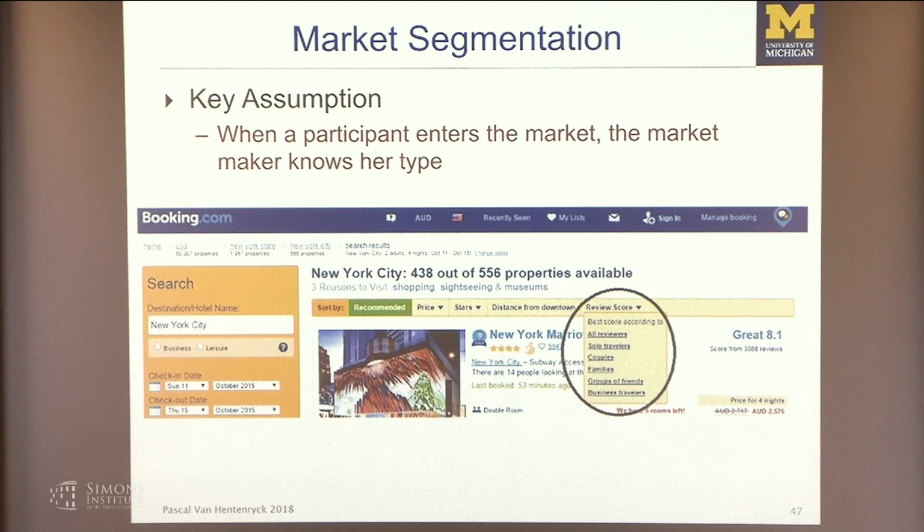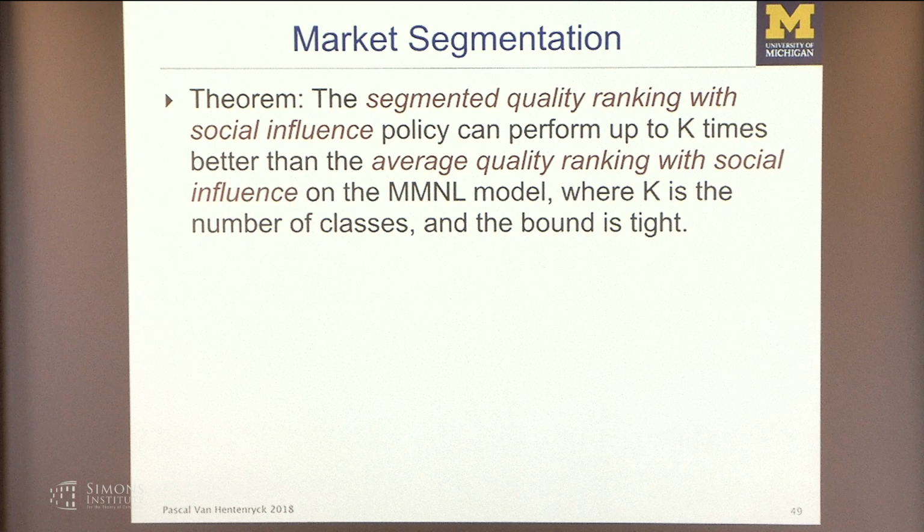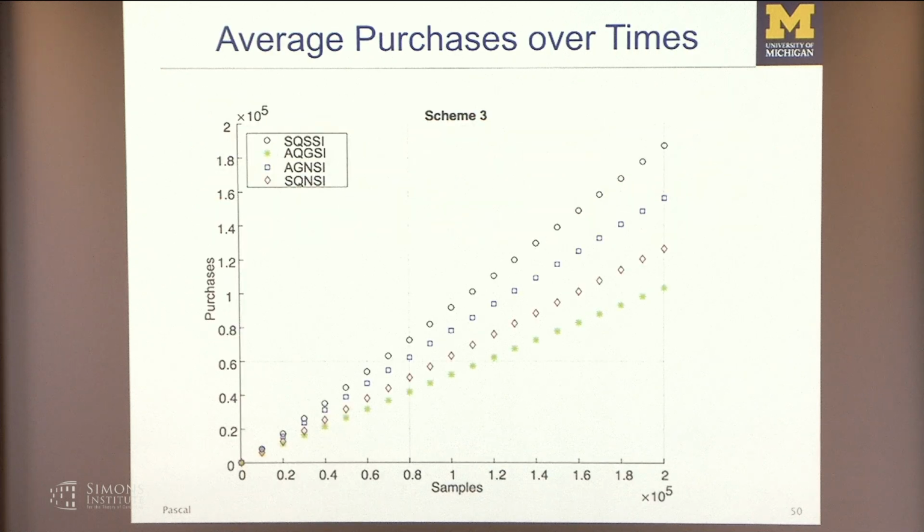If you know the type of a participant, you can do exactly what we did for the homogeneous case and orient the people to the world they belong to, the category they belong to, and then use the quality ranking or the optimization approach. When you do that, you can show that you can improve the performance by a factor of k. That's in theory, and this bound is tight, and we can reproduce it in experiments. This is one of the experiments.